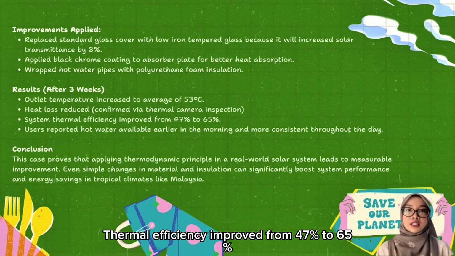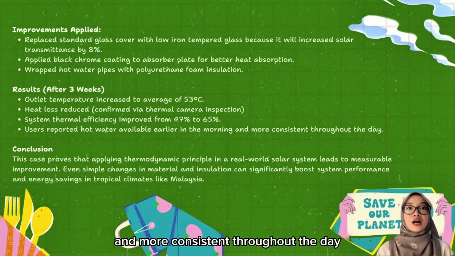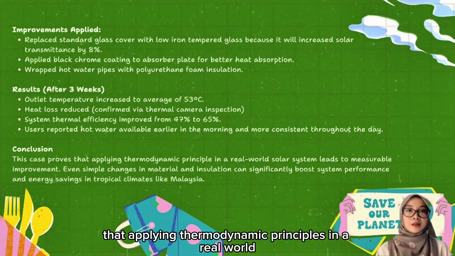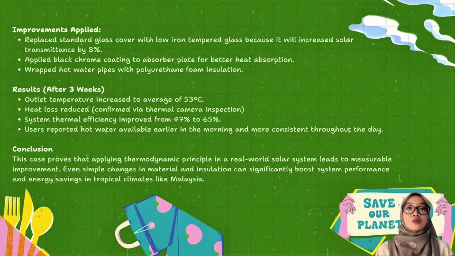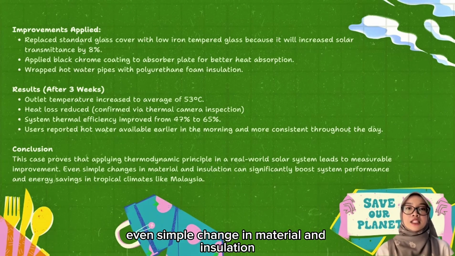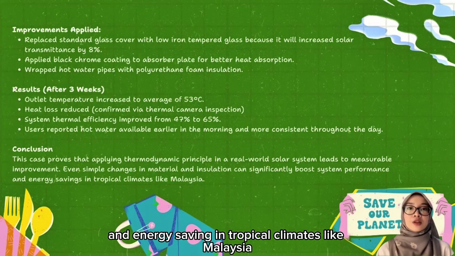System thermal efficiency improved from 47% to 65%, and users reported hot water available earlier in the morning and more consistent throughout the day. For the conclusion, this case proved that applying thermodynamic principles in a real-world solar system leads to measurable improvement. Even simple changes in material and insulation can significantly boost system performance and energy saving in tropical climates like Malaysia.